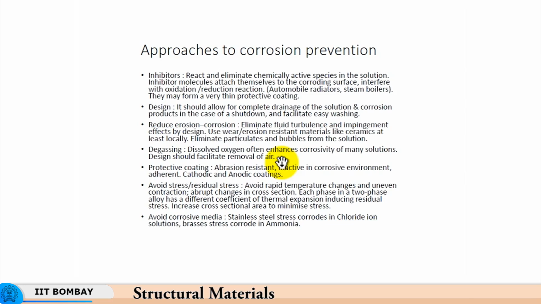Avoid corrosive media. Stainless steel stress corrodes in different environments. Even if you have added elements to protect the workpiece from corrosion, this protection always gets undone under certain conditions, like in the presence of chloride ions, or brasses stress corrode in the presence of ammonia.